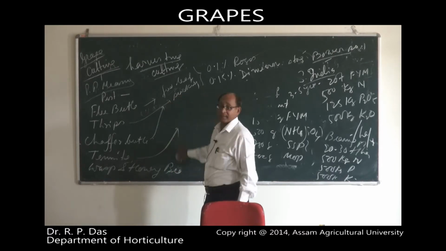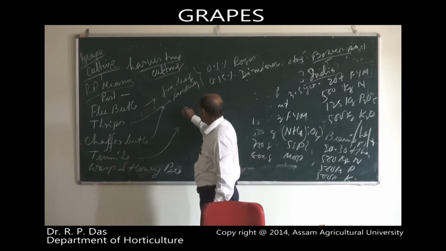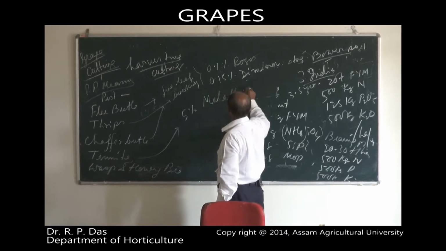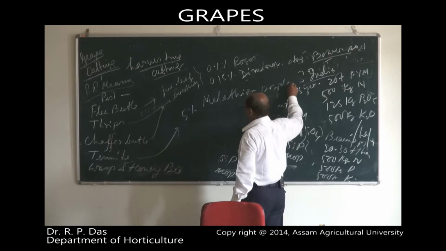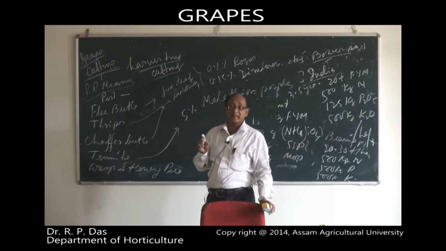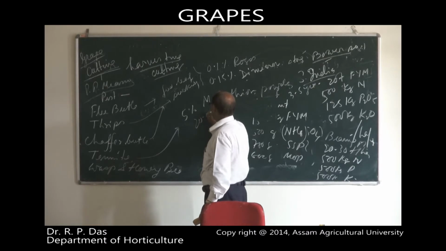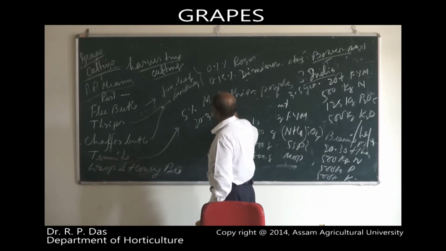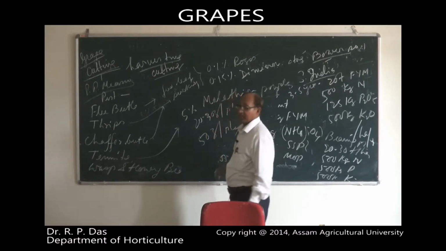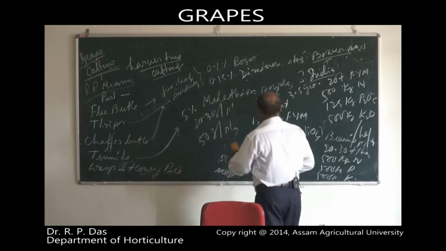Then regarding the termites, they damage the base portions. So, it can be controlled by application of 5% malathion powder. If there is no termite attack, then as a prophylactic measure, apply 20 to 30 gram per plant. And if there is an attack, then you have to go for 50 gram per plant. Apply at the base, just by the dusting procedure.